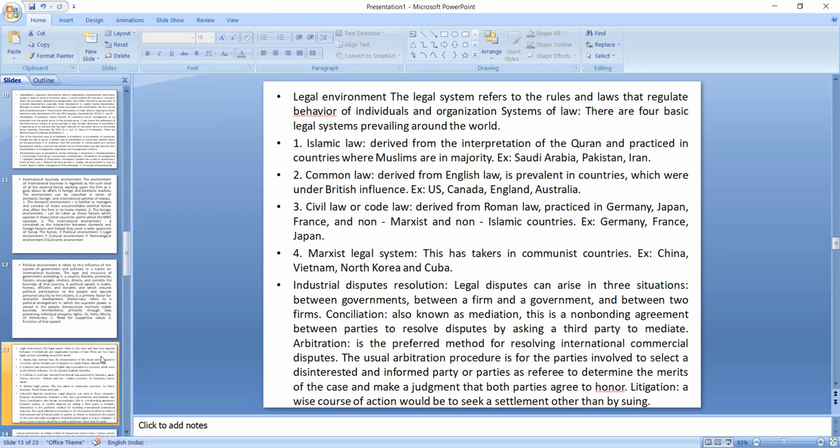Litigation: a wise course of action would be to seek a settlement other than by suing. So these are the industrial dispute resolution methods, which also happen in the legal environment. So kindly note this down in the business legal environment.